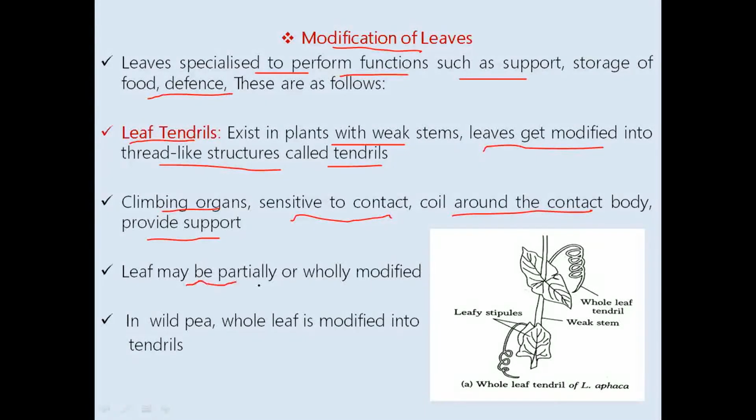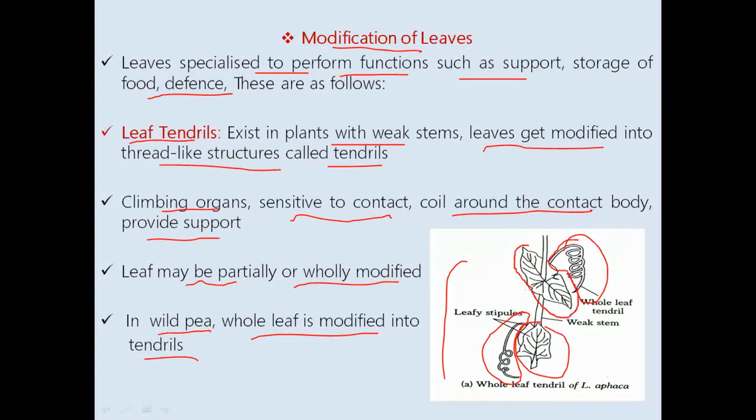They are sensitive to contact and coil around the contact body and provide support to the plant. Leaf may be partially or wholly modified into tendrils. For example, in wild pea, the whole leaf is modified into tendrils. You can see here an example. This is the wild pea, and you can see this is the leaf which is modified into a tendril. The whole leaf is modified into tendrils, and the leaf-like structures which you can see in this figure are actually the stipules present in the axil of the main leaves, which are modified into tendrils.